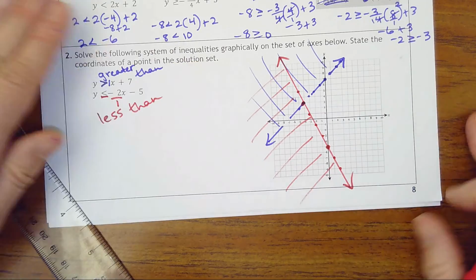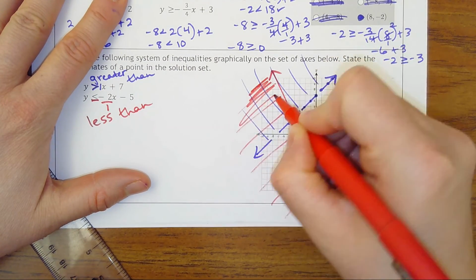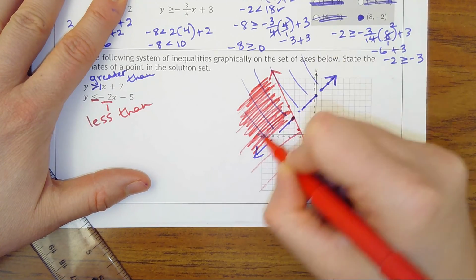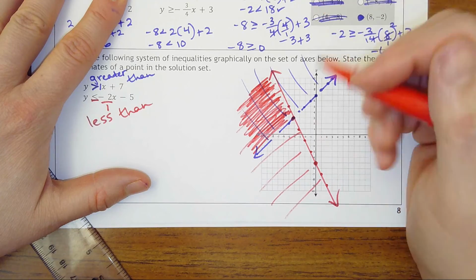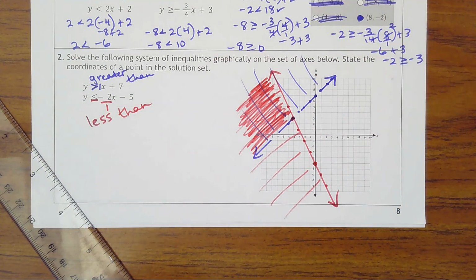So we want the section that has shading in both areas, which would be all of this. So any points that lie in just this little region right here would be solutions, and the ones that are on the solid, but not the ones that are on the dashed purple line.